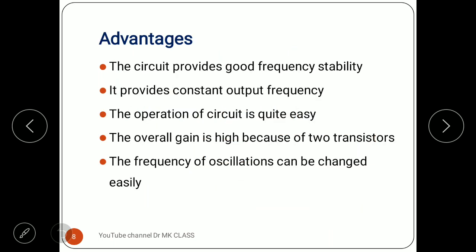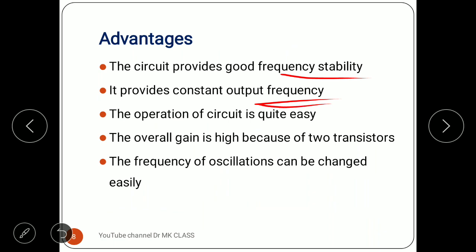So what are the advantages of the Wien bridge oscillator? The circuit provides good frequency stability using only resistance and capacitance components. It provides a constant output frequency. It only depends on the quality of the R and C, the phase, changing frequency and other things. If you use good quality components, it will give a constant frequency.